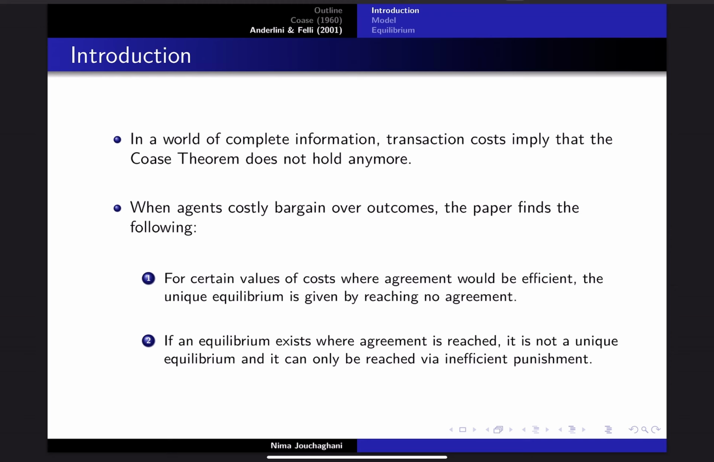The second finding is that if an equilibrium exists where an agreement is reached, it is not unique and it can only be reached via inefficient punishment. So for some values of the cost, we have an equilibrium where an agreement is reached, but there is also another equilibrium where we do not reach agreement. So it's difficult to choose between the different types of equilibria. And also, this equilibrium where we have agreement can only be reached via inefficient punishment, so via very incredible out-of-equilibrium behavior.